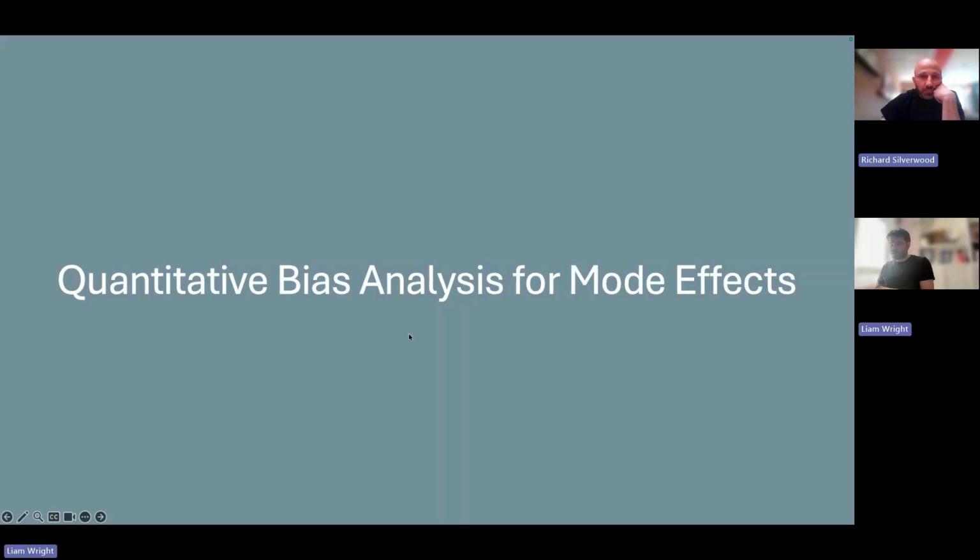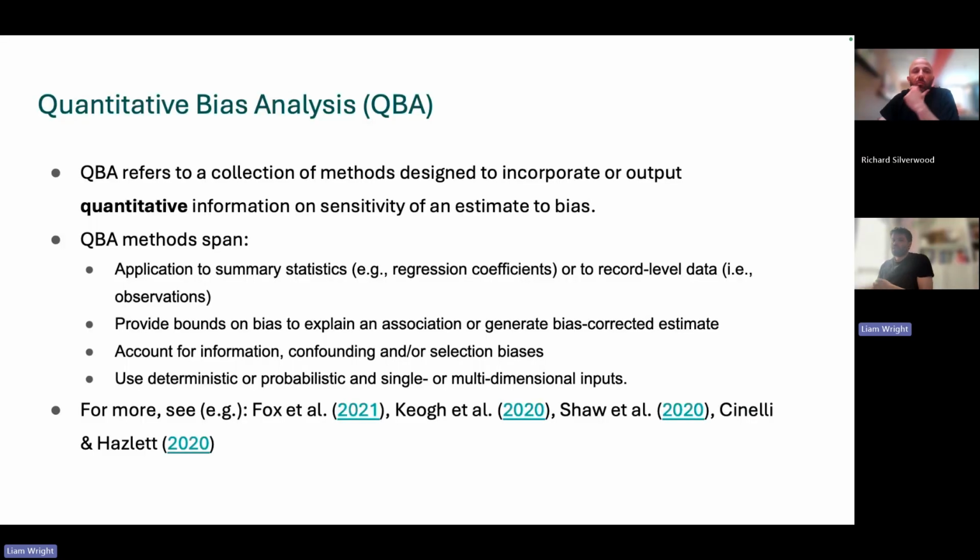Thank you. Great. Okay. So Richard's talked about two methods that are the more standard proposed methods, which have their flaws. Now I'm going to talk about quantitative bias analysis as a different approach to try and account for bias from mixed mode data. So what is quantitative bias analysis, or QBA?